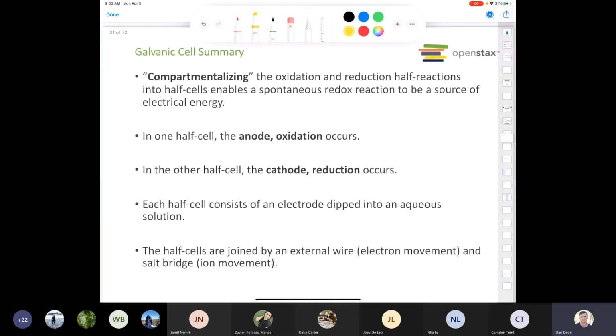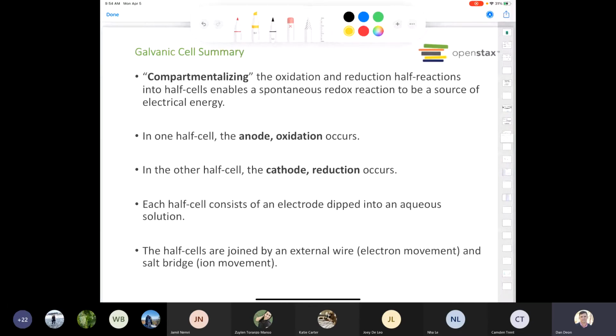So here's a summary of what we just talked about. Sometimes it's good to take a step back and think about the 30,000-foot view of what we've seen so far. We spent some quality time talking about redox reactions. Seemed like my students were pretty good at that. And we spent quite a bit of time practicing balancing redox reactions in acid and base. But we saw today that if you compartmentalize or separate the half reactions, you can harness the flow of electrons in a spontaneous redox reaction.